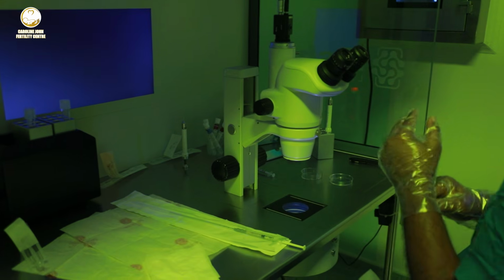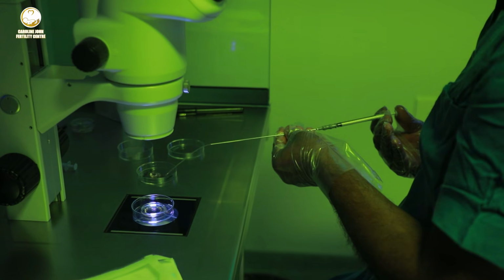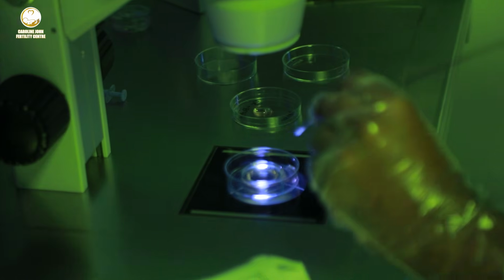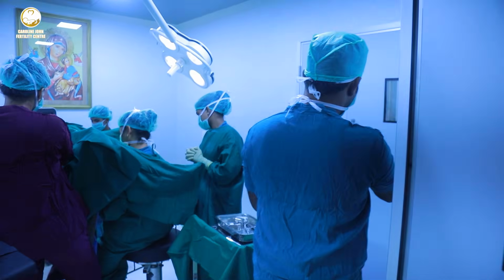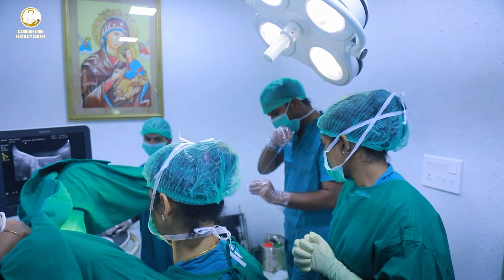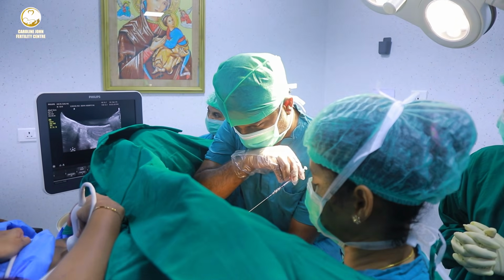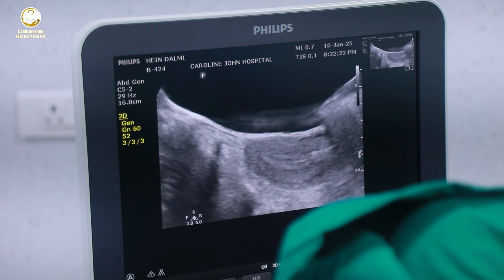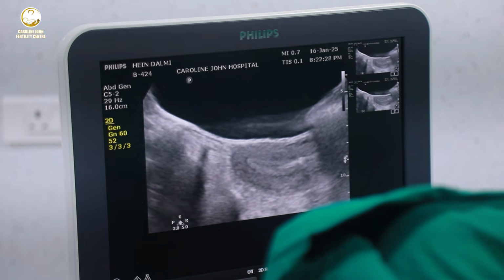Although embryo transfer is a simple procedure, the post-transfer period is crucial for successful implantation and pregnancy development. Here are some key guidelines patients should follow after the procedure. Do's after embryo transfer. Rest but don't overdo it. Light activity is allowed, but excessive bed rest is not recommended, as it may reduce blood flow to the uterus. Continue prescribed medications. Hormonal support like progesterone supplements is essential to maintain the uterine lining.